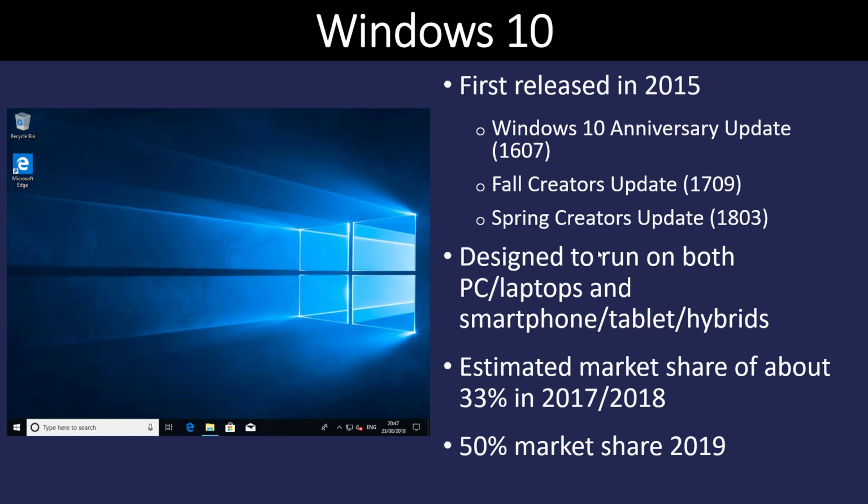Microsoft release. It first was released in 2015, and twice a year it's updated in the fall and in the spring. It's designed to run on many different pieces of hardware, from PCs, laptops, even smartphones, although that's largely fallen by the wayside, but there's definitely tablets and hybrids. In 2019, Windows 10 had about 50% of the market share in all operating systems for all devices.